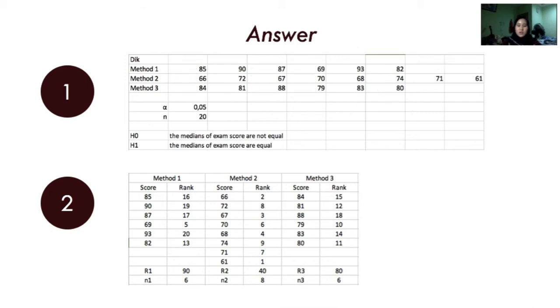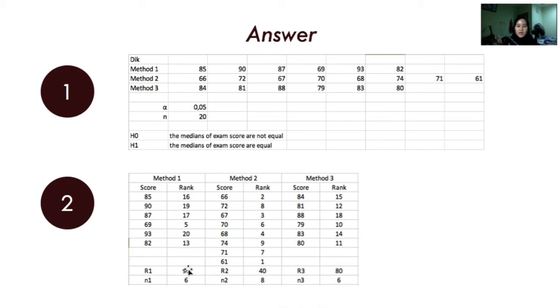To calculate, first we have to rank the data from the smallest to the biggest. After we rank it, we divide it into 3 based on the data: method 1, method 2, and method 3, and then we can get the result of R.